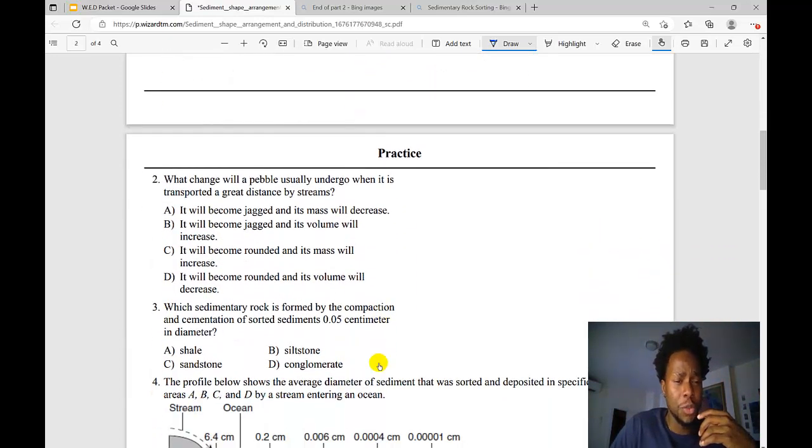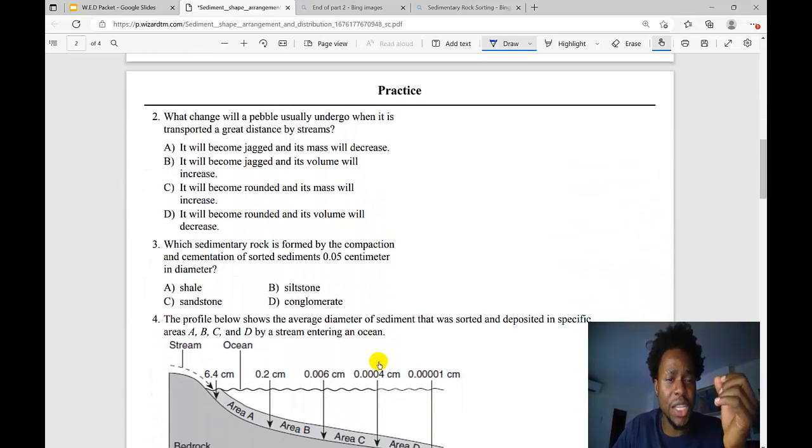All right, question number 2. What change will a pebble undergo when it is transported a great distance by a stream? So if it's been transported a great distance, I expect it to be smoother. I expect it to be more rounded. Option A says it would be jagged and its mass would decrease. No, it would not be jagged at all. Rather, it will be smooth. Option B says something about being jagged as well.